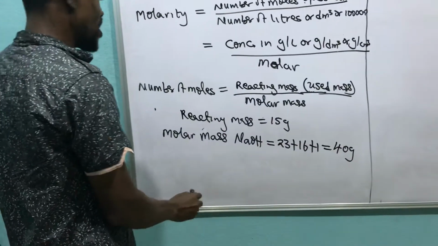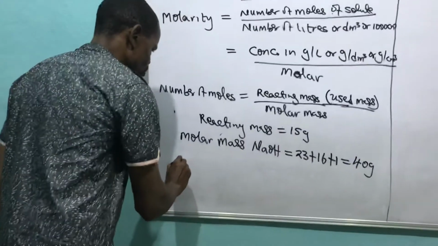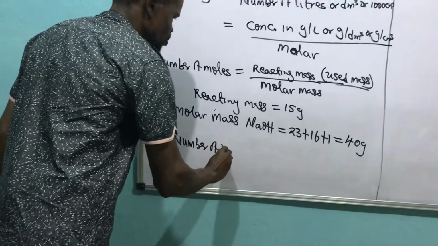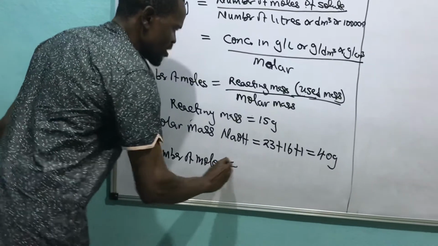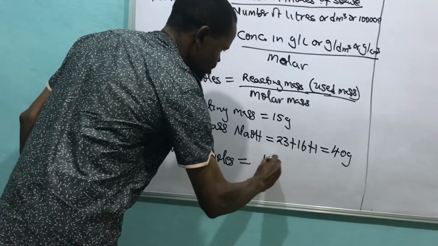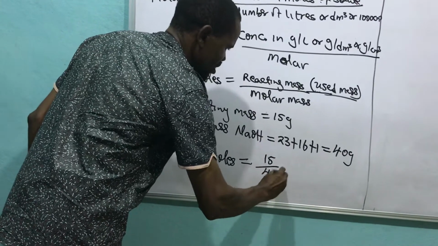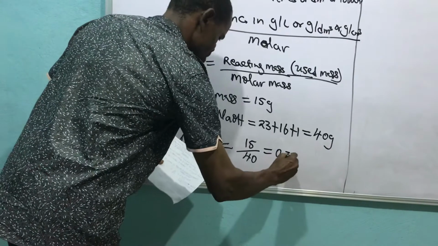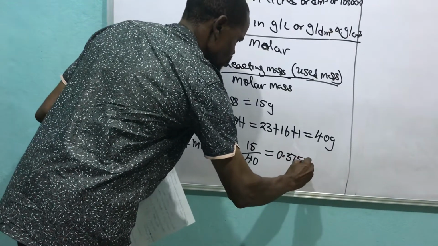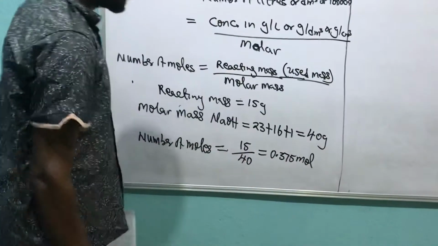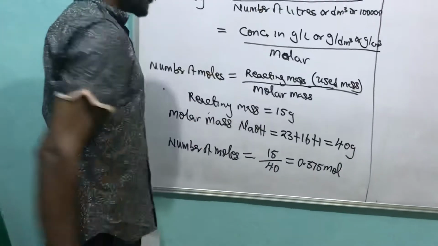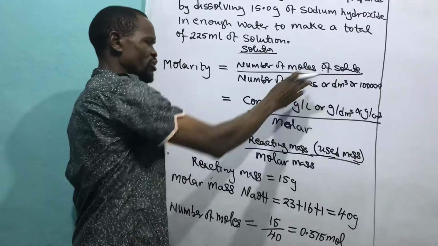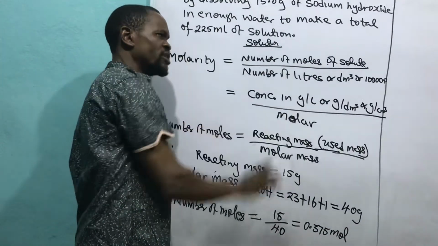As I've gotten my molar mass, I can now say that the number of moles, which I'm looking for, will be my reacting mass, which is 15 over 40, and that will give me 0.375 mole. Then now I need my number of liters. I've gotten my number of moles in a solute.